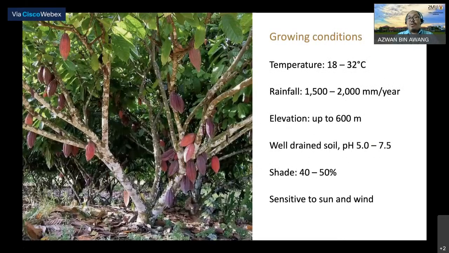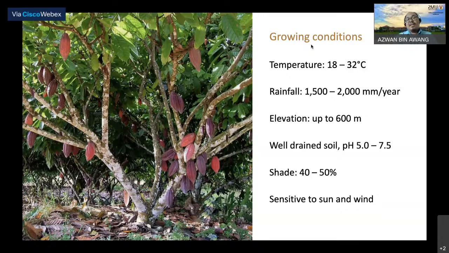All right, so let's see. We know a bit about our cocoa. This is the tree of cocoa. You can see the fruits are all over the branches and the stems here. Let's look at the growing conditions. They like warm temperatures, around 18 to 32 degrees, though 18 is a bit cold. They need a lot of rainfall. They can be grown at elevations as high as 600 meters.